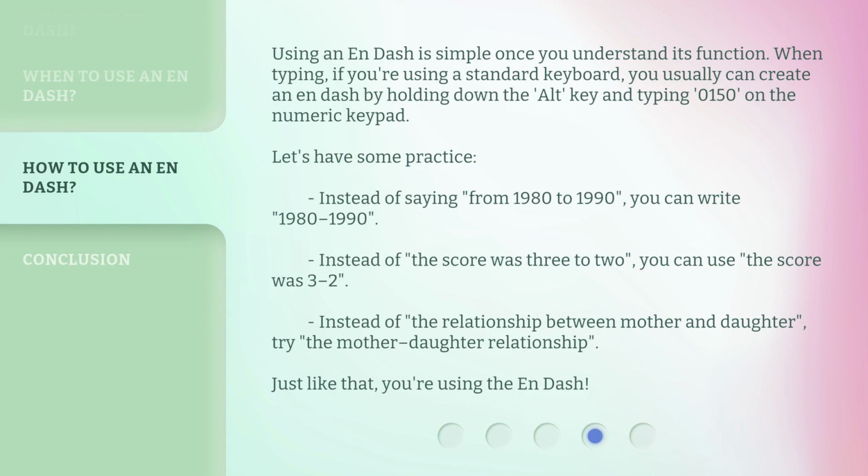Using an en dash is simple once you understand its function. When typing, if you're using a standard keyboard, you usually can create an en dash by holding down the Alt key and typing 0150 on the numeric keypad. Let's have some practice. Instead of saying, from 1980 to 1990, you can write, 1980–1990. Instead of, the score was 3-2, you can use, the score was 3–2. Instead of, the relationship between mother and daughter, try, the mother–daughter relationship. Just like that, you're using the en dash.